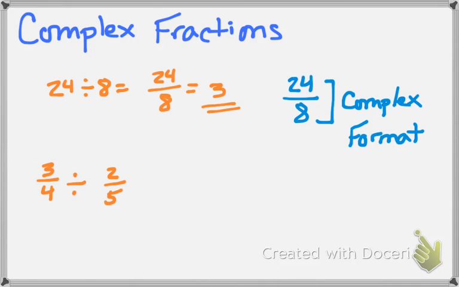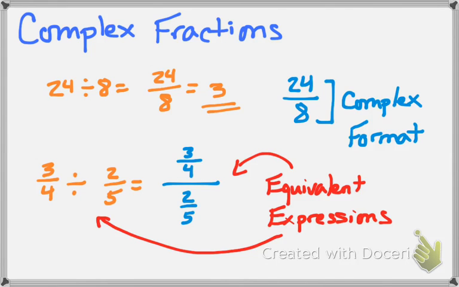If we have 3/4 divided by 2/5, we know that 3/4 is the numerator and 2/5 is the denominator of our complex fraction. So it would look something like this. And the writing in blue here, 3/4 over 2/5, with that big bar between them, that is a complex fraction, a fraction with fractions inside of it. It's handled just like any other division problem, just like 24 over 8 above it. But we need to know that the blue and the orange are considered equivalent expressions. So they're handled the same way.